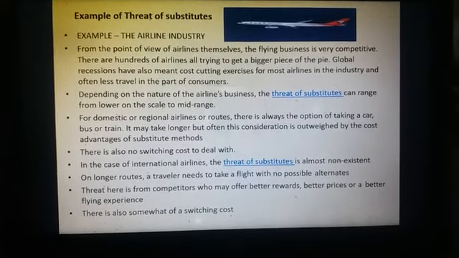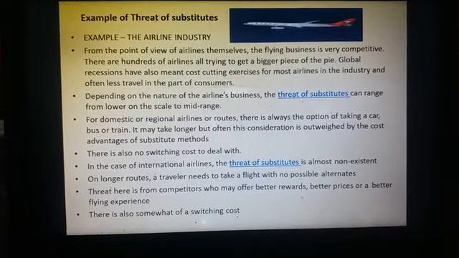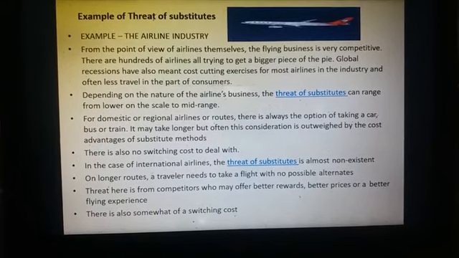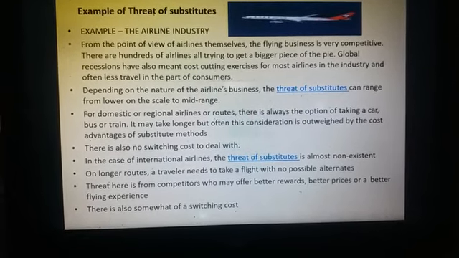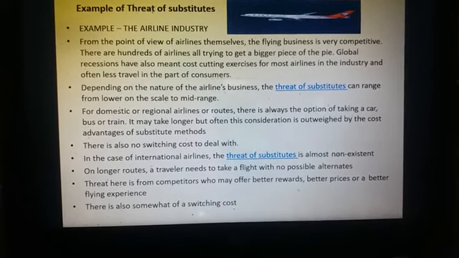But in case of international airlines, threat of substitute is non-existent. On longer routes, a traveler needs to take a flight with no possible alternatives. If I have to travel from India to Australia, I'll take whichever flight is available. So, somewhat switching cost is definitely involved in case of threat of substitute goods.